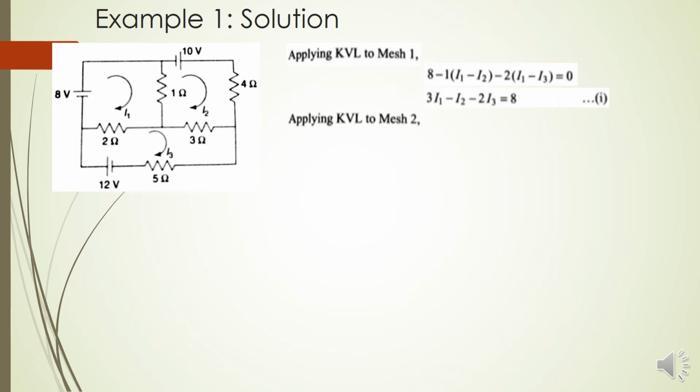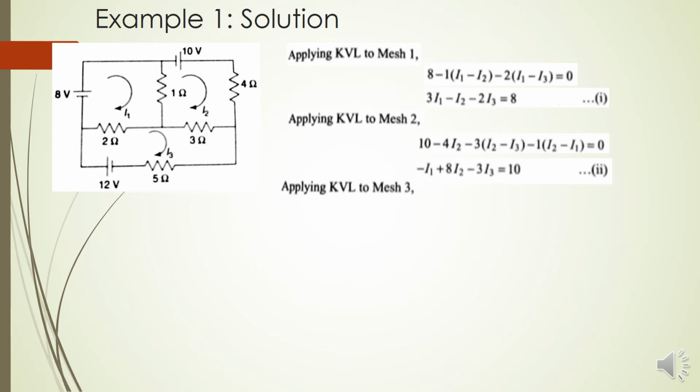Then apply KVL to mesh 2. Again the battery polarity is from negative to positive, a voltage rise, so it is represented by plus 10. After that, the 4 ohm resistor with a current of I2 gives minus 4 I2. Then the 3 ohm resistor is common between mesh 2 and mesh 3, so minus 3(I2 minus I3). Then the 1 ohm resistor is common between mesh 2 and mesh 1, so it is minus 1(I2 minus I1), equal to 0. This is the basic KVL equation for mesh 2. Again arrange this equation and call it equation number 2.